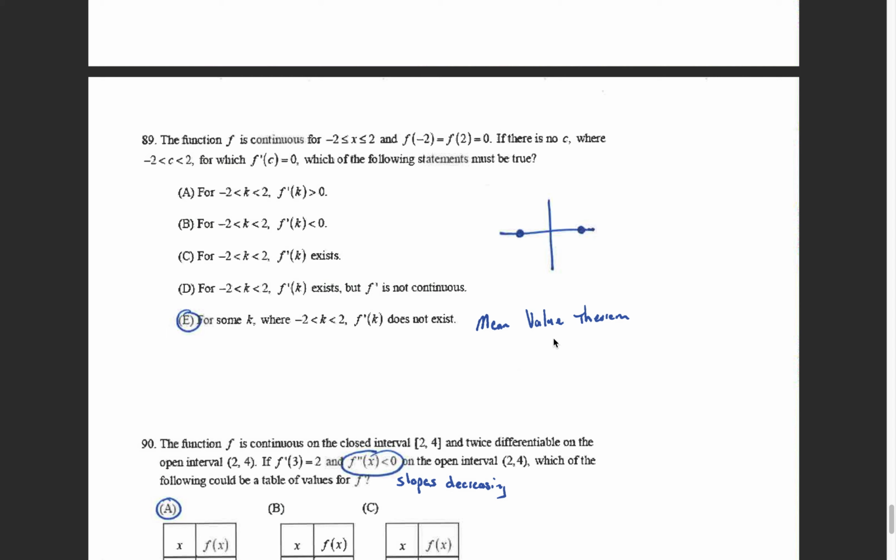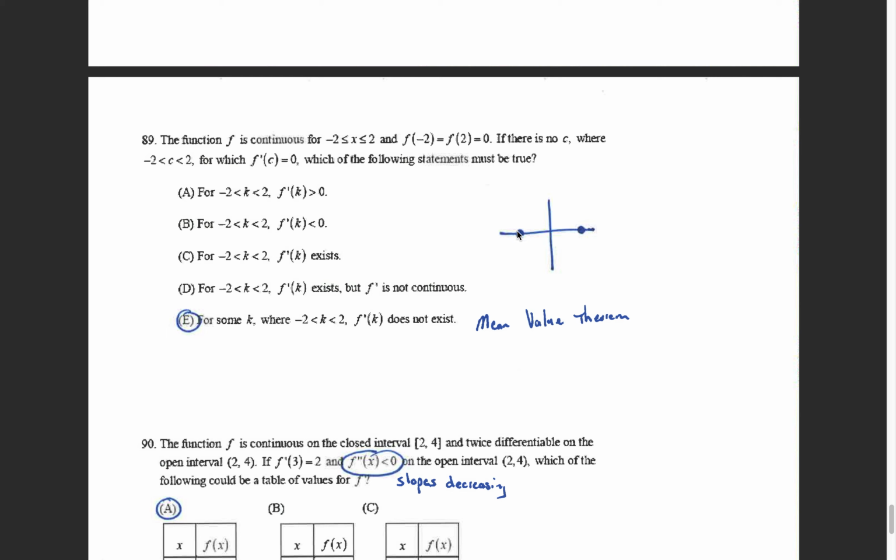The mean value theorem, it looks like I quoted that. So it's continuous, and we know that this point and this point exist. If there's no c for which what must be true? Well, if there's no f prime of c equaling 0, then there must be a point where the derivative doesn't exist, right? We could do an absolute value. But the only way to go from here to here without having a derivative equaling 0 is for the derivative not to exist somewhere, to have a corner or something crazy happen.